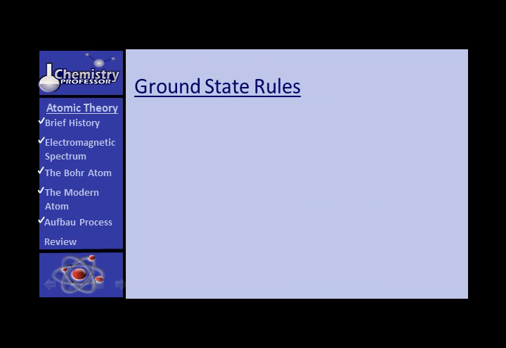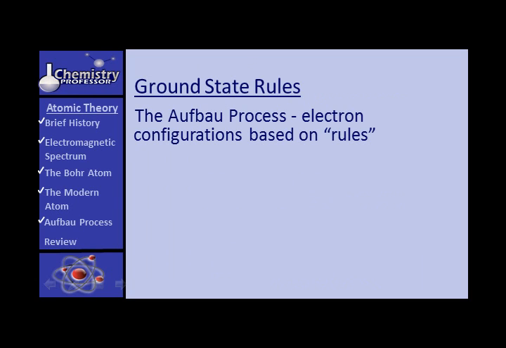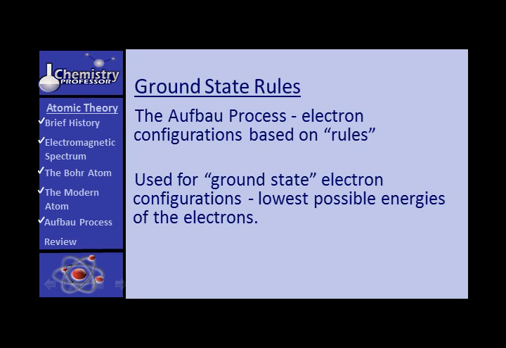Ground state rules. Now, the Aufbau process is really a method of describing the electron configurations. We give you a series of rules or directions to help you do this, and it is describing the electron configurations of our model of the atom. And we use it mainly for ground state electron configurations. What do we mean by this? These are those electron placements that deal with the lowest possible energies of the electrons.